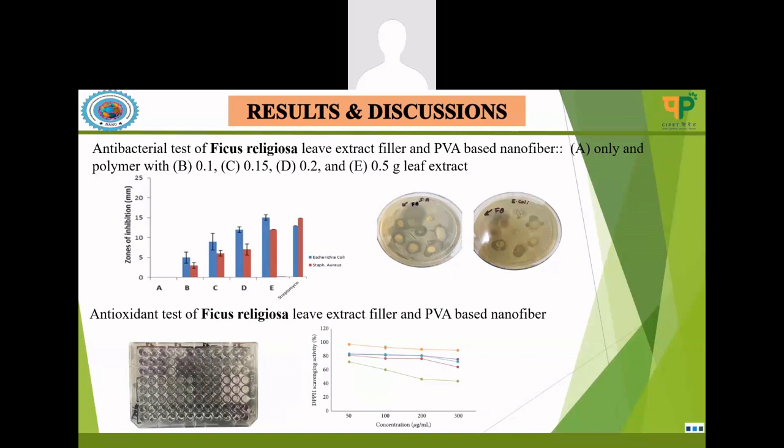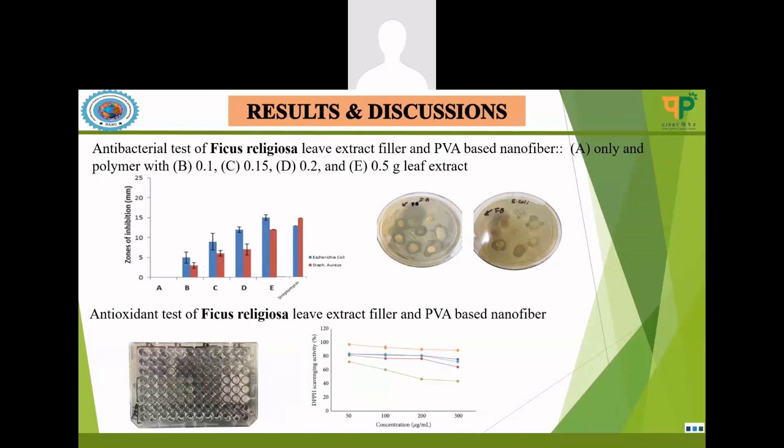Now, next is the antibacterial test of the Ficus religiosa leaf extract filler with the PVA. Here we can see clearly that the leaf extract has a potent inhibitory effect against multi-drug resistant bacteria. The S. aureus and the E. coli have been used for the antibacterial test, and we can see that the nanofiber mats loaded with the extract, B to E, exhibited concentration dependent antibacterial activity against S. aureus and E. coli. And we can see that the nanofiber mat E loaded with the leaf extract exhibited the best antibacterial property compared to the other nanofibers.